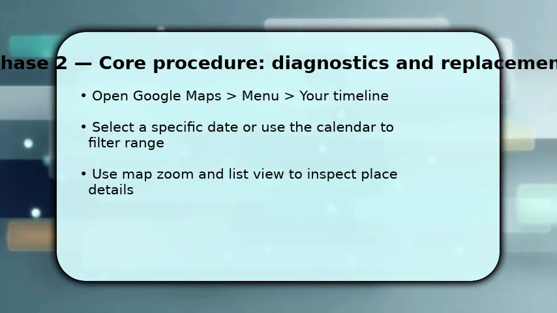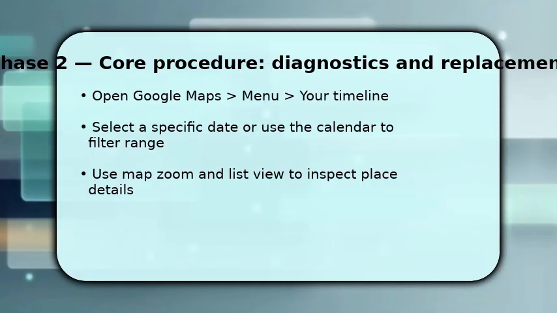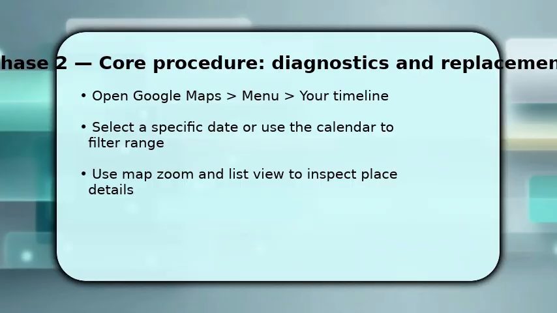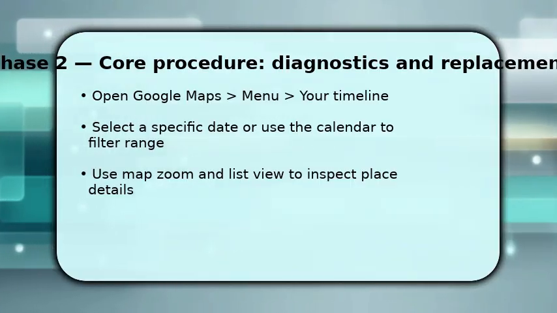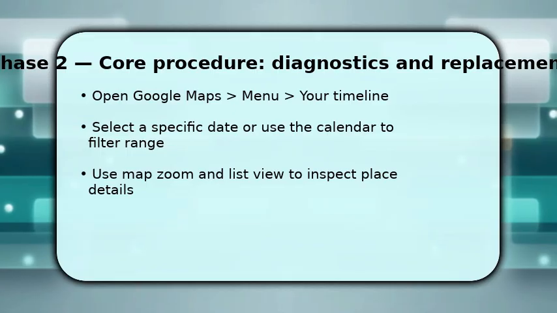Next, open Google Maps and go to your timeline. This view shows recorded visits and routes. You then pick a specific day or a range using the calendar. Pick exact dates to reduce noise and speed up scanning. Make sure to zoom the map and toggle the left-hand list so you see timestamps, durations, and place names. Those details explain why a location appears. If you need accuracy, compare route points with known events or receipts to confirm entries.